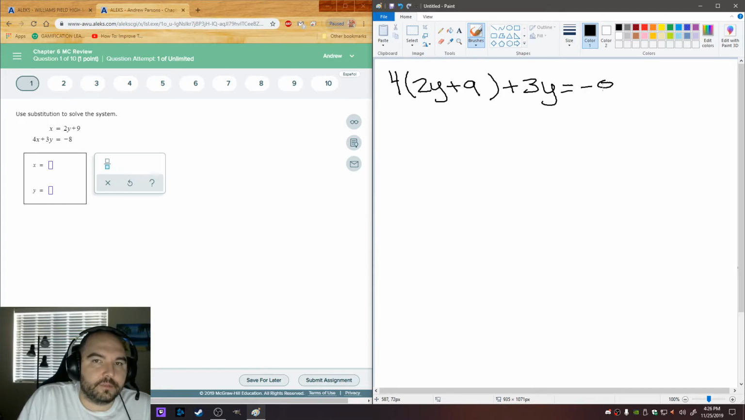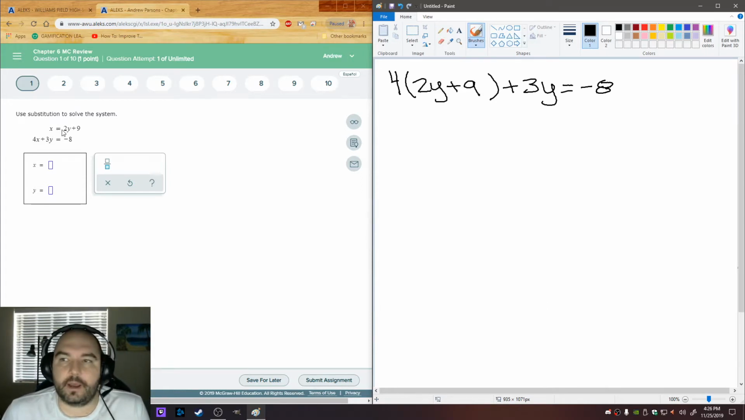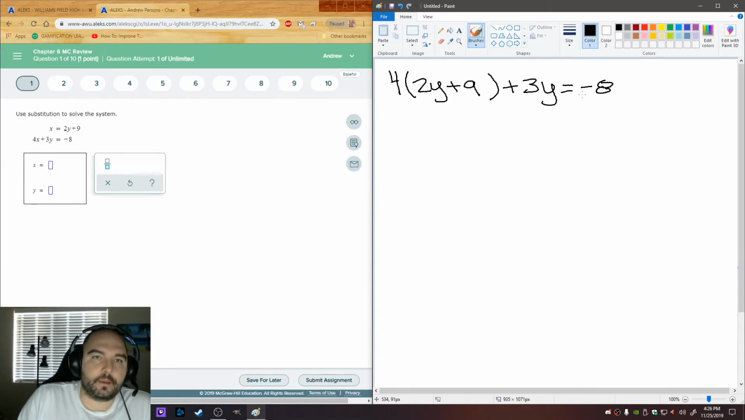So the whole point of substitution is this. If you have x or y equaling some phrase, in this case 2y plus 9, you're allowed to take out x in the next equation and completely replace it. So what I've done is, instead of writing 4x plus 3y equals that, I wrote 4 times all that stuff that x was equal to, plus 3y equals -8.